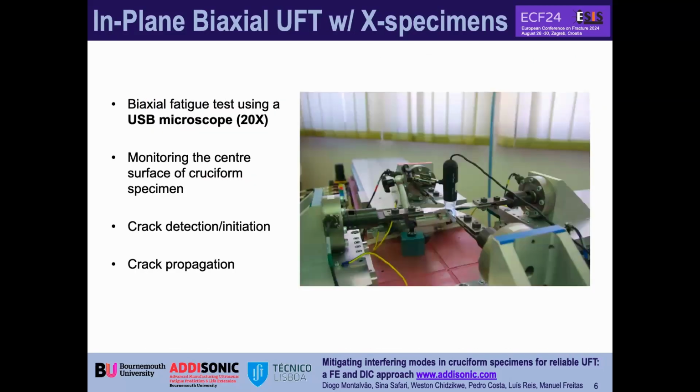We should also know that we use a simple USB microscope to monitor the center of the cruciform specimen here. And with this simple microscope, we can also detect the crack initiation and monitor the crack propagation.